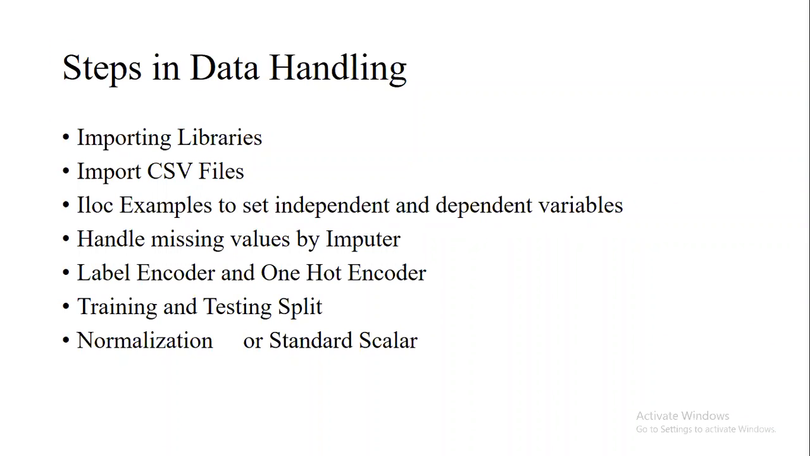Importing libraries, this you guys know. Import CSV file, this also you guys know. Index locate, setting up independent and dependent variables, this we are going to start now. And handling missing values. How did you guys used to handle the missing values, the NaN values?